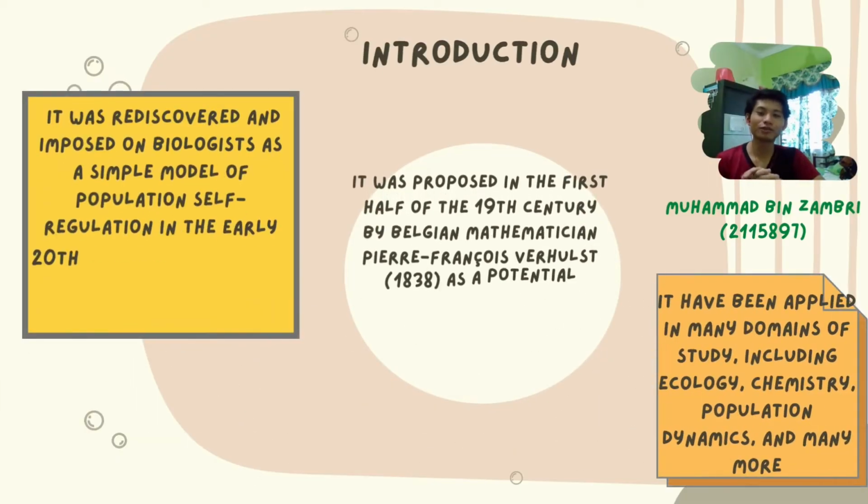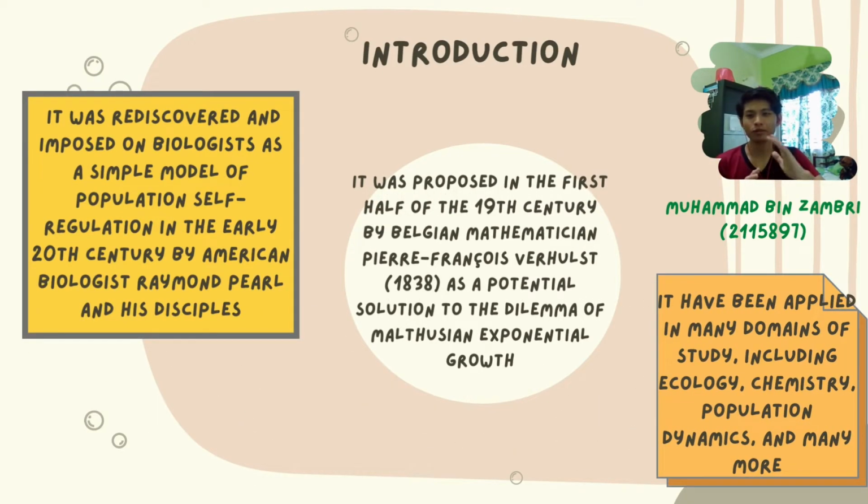Let me introduce you a little bit of background of the logistic equation. It was discovered and imposed on biology as a simple model of population self-regulation in the early 20th century by American biologist Raymond Pearl and his disciples. It was proposed in the first half of the 19th century by Belgian mathematician Pierre François Verhulst in 1838 as a potential solution to the dilemma of material exponential growth.